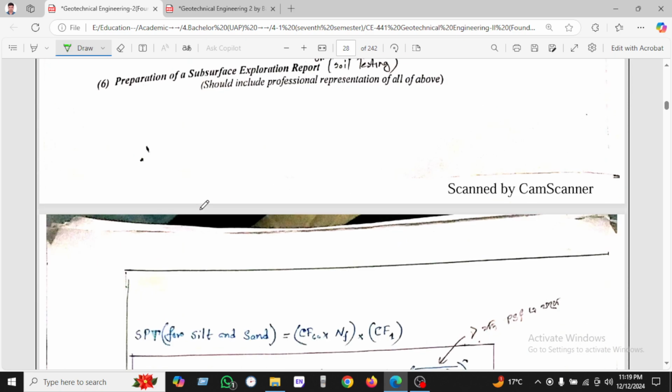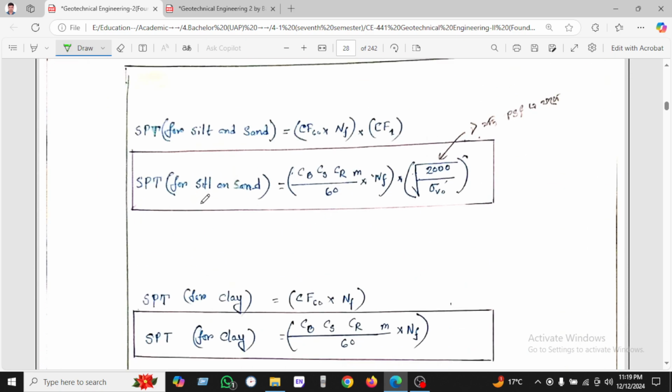So this is another SPT for silt and clay, CF60 and N CF60. This is the formula we have given, and SPT for silt and clay. BSRM divided by 60 and N. The 100 is used when the overburden pressure is in PSF, then 2000 will be used. On the other hand, if it is not PSF, the value will be changed.